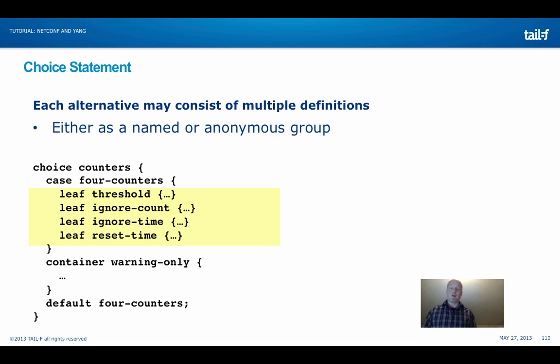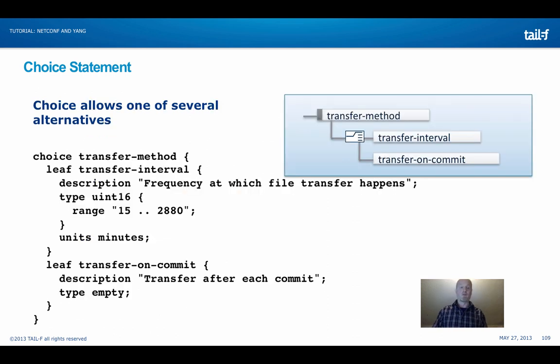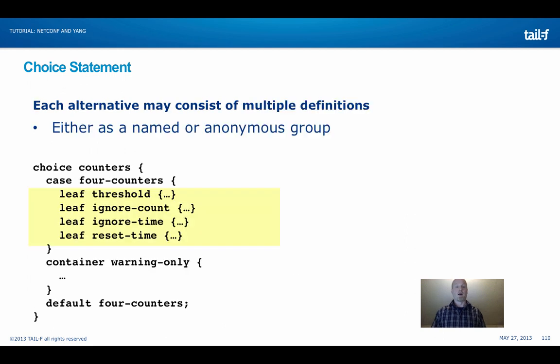And the previous example was very simple, just one leaf in every choice. But you can have arbitrary structures again. So here we have a choice counters, either case 4 counters or another case later on. And in the case where we have 4 counters, you will have all of these 4. So there you need to use explicitly named choices like this.